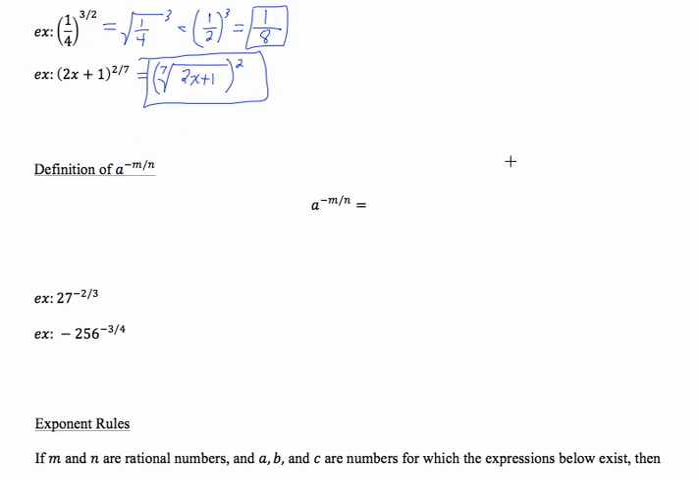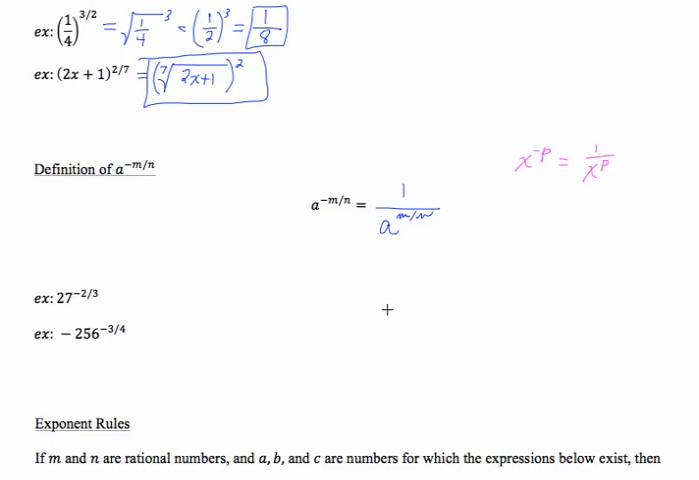Okay, now you might remember from before, I'm going to make a note off to the side, what a negative exponent means. If you have, say, x to the negative p, for power, that's the same as 1 over x to the positive p. Okay, so if you have a to the negative m over n, that's the same as 1 over a to the positive m over n.